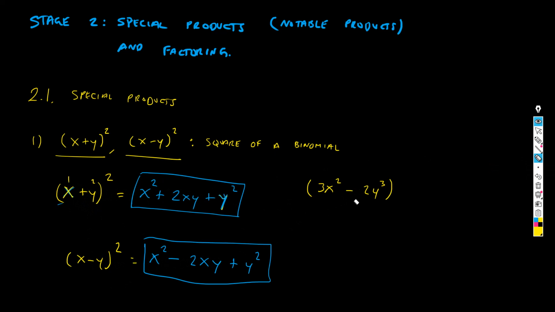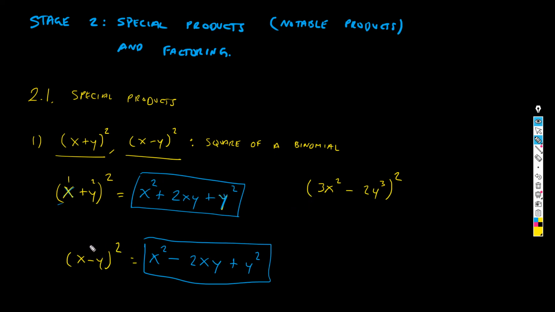You may be thinking that I cannot apply this rule in here. Why? Because in the binomial in here, x and y have no exponents, and in this binomial they do. Okay, don't get confused by that, guys.